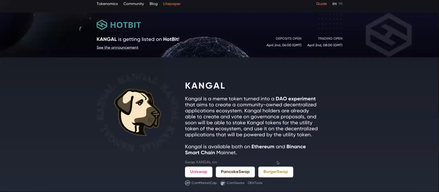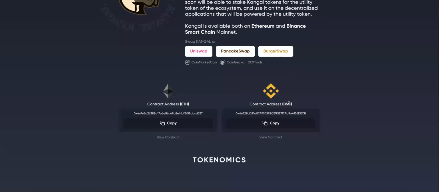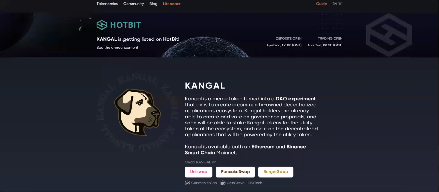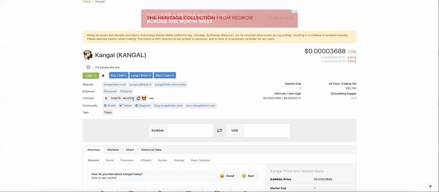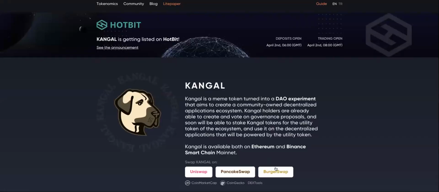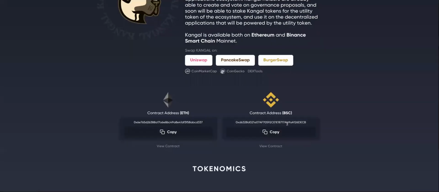Now, if you go on their website, you are going to see their BSC smart contract address, because this coin is on two chains. It's on Ethereum and it's also on BSC. And it looks like on CoinGecko, we have the Ethereum address here, ending with 337. If you look here, 337, right? So what we want is to interact with Binance Smart Chain.